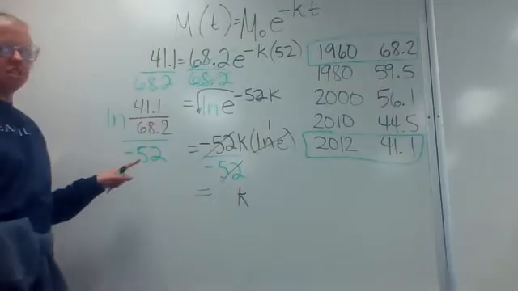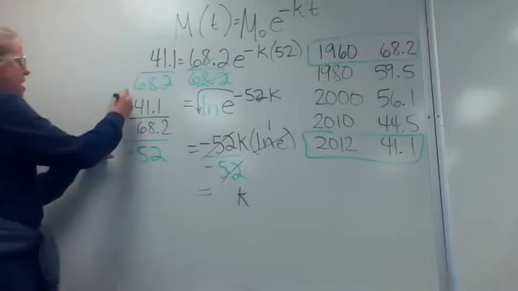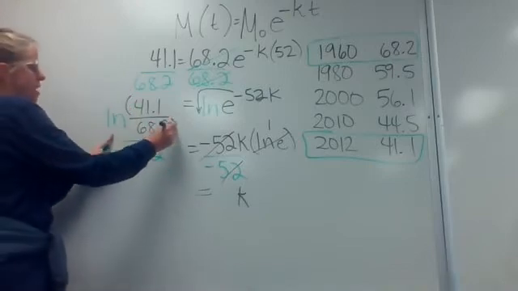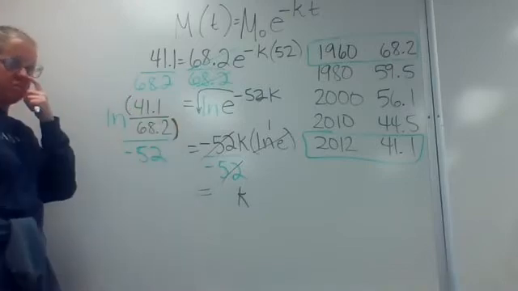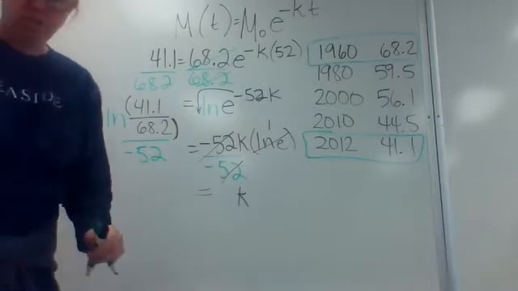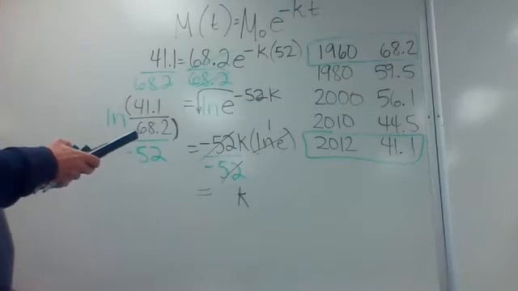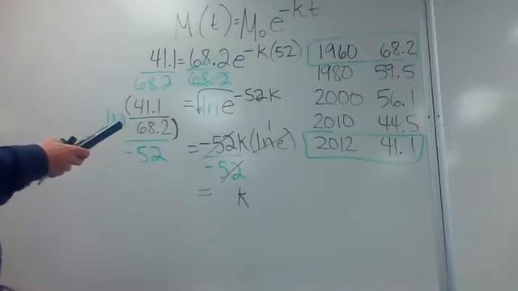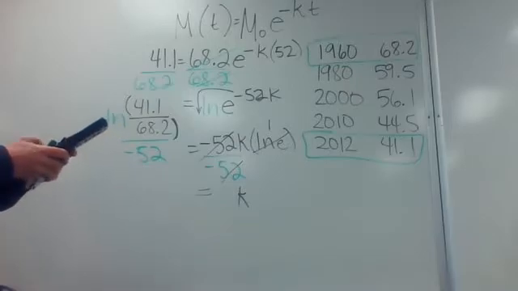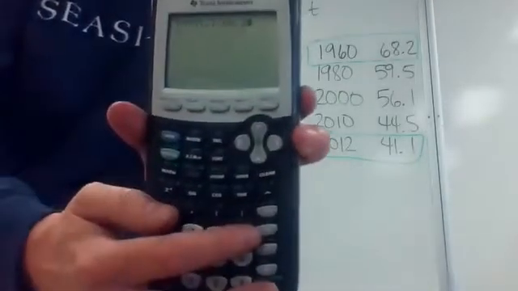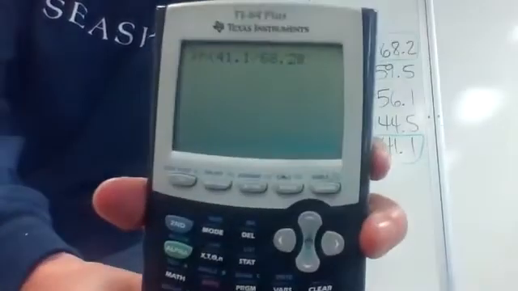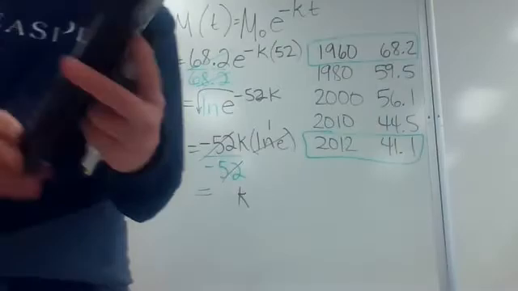And then just put all this in your calculator. When you type in ln, it's going to give you an open parenthesis. Make sure you close it after that 68.2. So ln 41.1 over 68.2, and then again, make sure you close it. And then divide by negative 52.